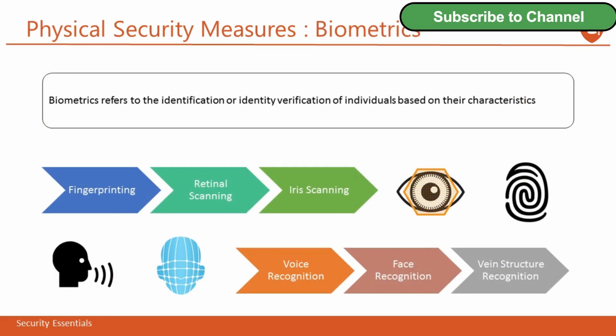Next is physical security measured by biometric systems. Biometric systems refer to the identification or identity verification of an individual by using their characteristics like fingerprinting, retinal scanning, iris scanning, voice recognition, face recognition, vein structure recognition. These unique characteristics we use in biometric systems for verification.